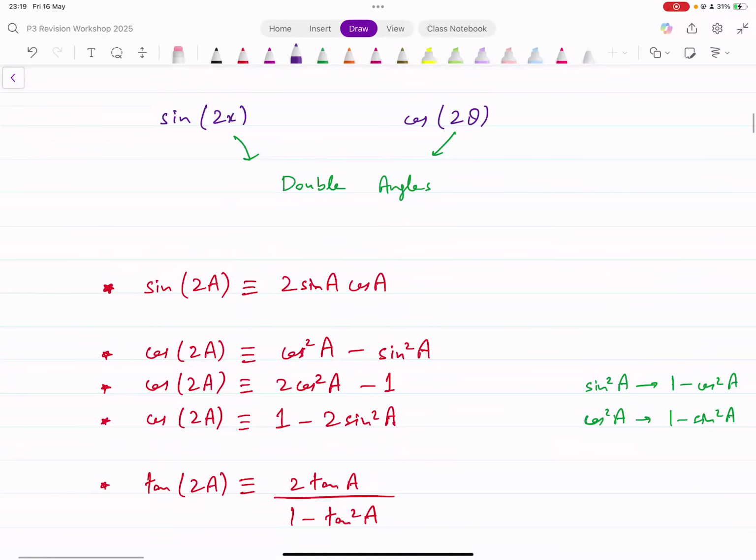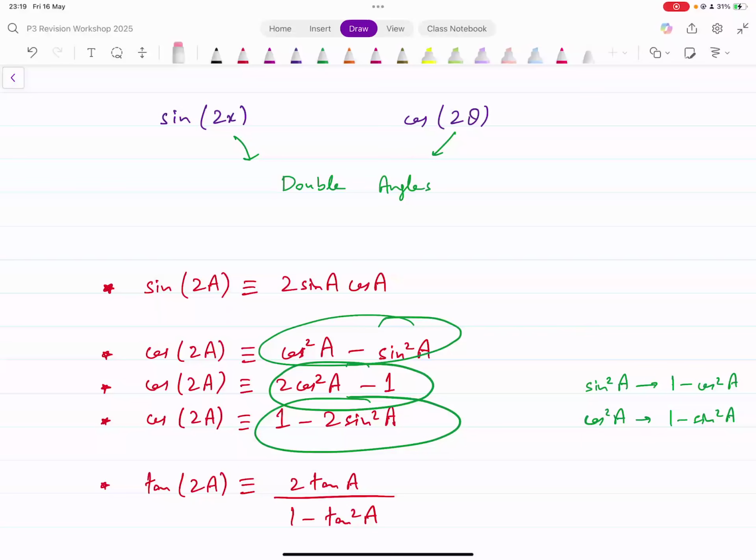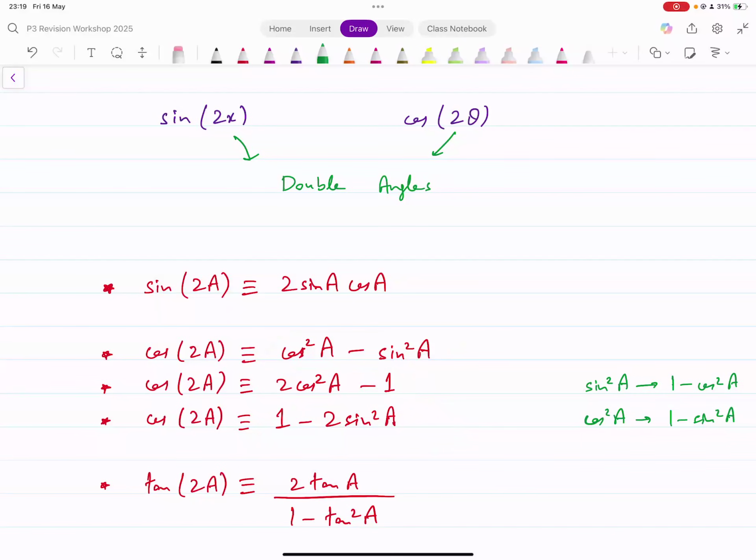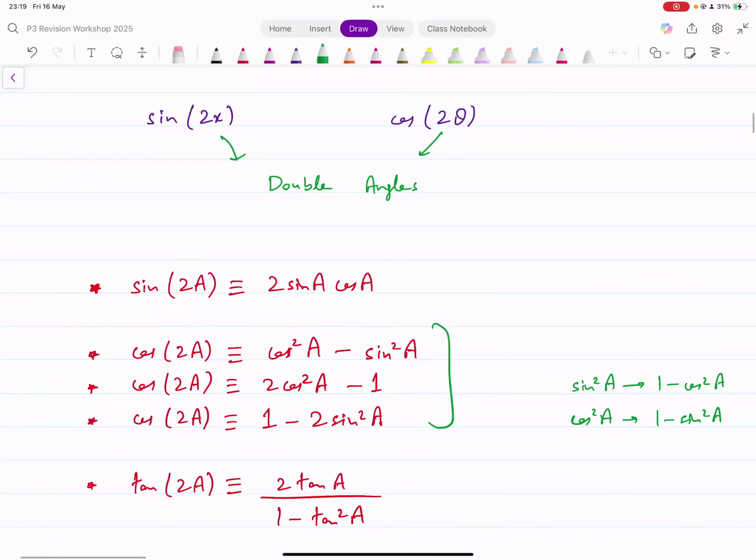Sine 2a, that's 2 sine a cos a. Cos 2a is cos square a minus sine square a, 2 cos square a minus 1, 1 minus 2 sine square a. There are 3 different forms that we have for this. We can use any of them generally. If we know we have to convert something to cos, then we can use this one. If we know that we want sine in the final result, then we can use this. If we are not sure, then you can use any of them. It doesn't matter. But we have these 3 different forms. They're just coming from these identities that sine square is 1 minus cos square, and cos square is 1 minus sine square. So from that, we can actually get these 3 different forms.